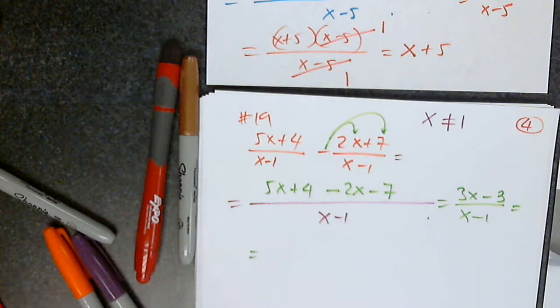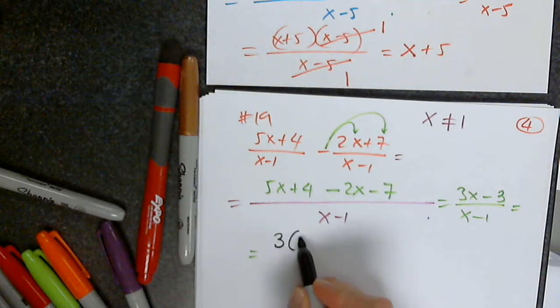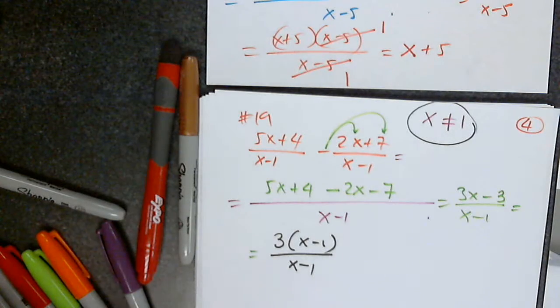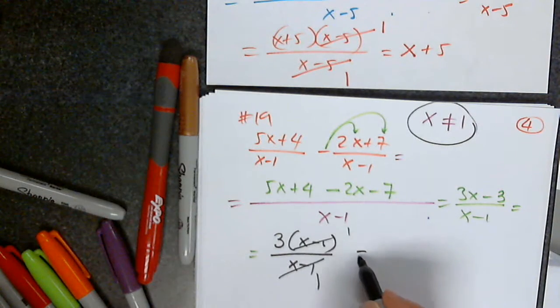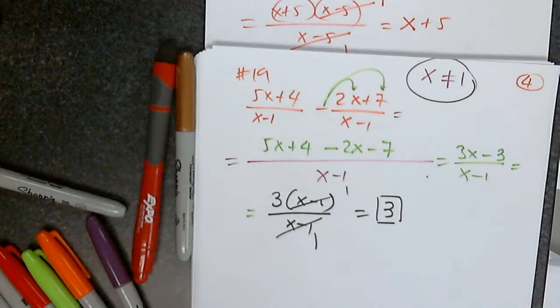Now I have to attempt or try to factor the numerator. And that would be 3 times x minus 1 over x minus 1. We stated the restriction, so now it's safe. So the answer is 3. Yes, at the very end, after we add and subtract, we have to try. If it's not factorable, it's not factorable.